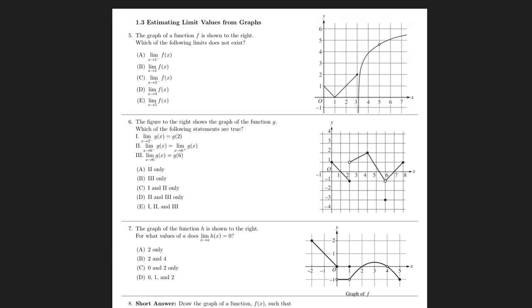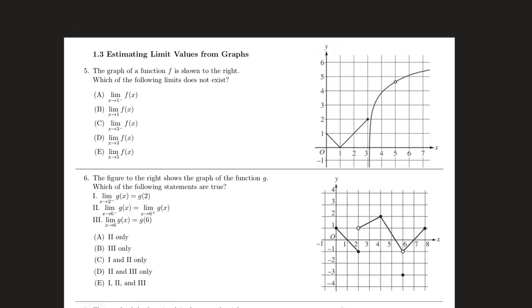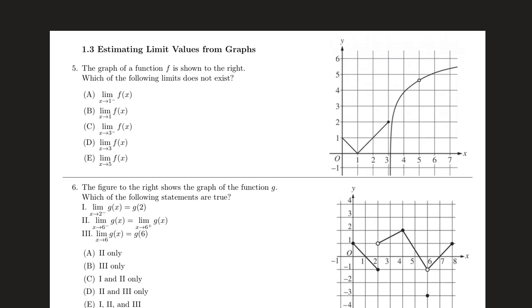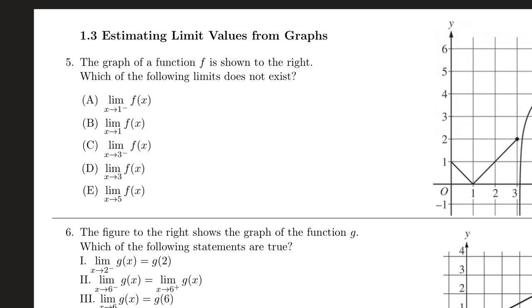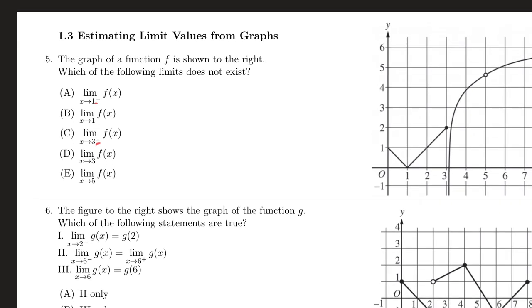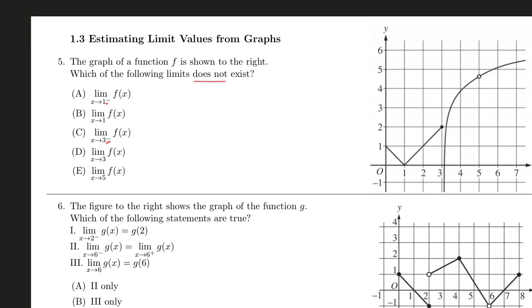All right, our next learning objective has to do with estimating limits from graphs. All right, so remember these little negative signs here and here mean you're just on the left side of that value, so you don't care about the whole limit, you just care about the left side, and the other ones are the full values. All right, so which of these ones does not exist for this graph?